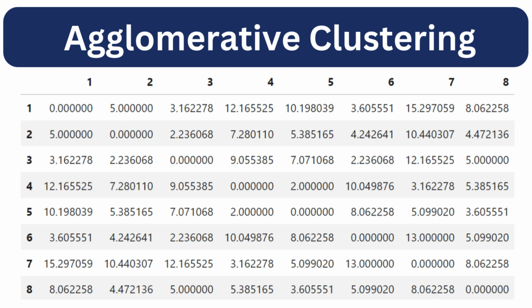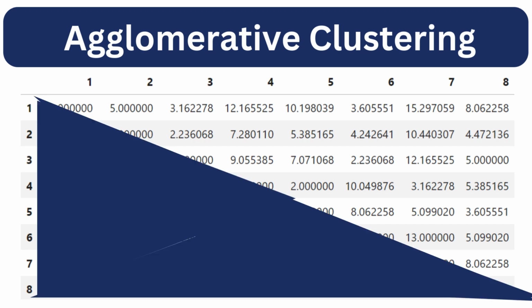Here you can see the matrix. It represents the distance between each data point. The distance of a point to itself is 0, so we can see that the diagonal is 0. And the values below the diagonal are the reflection of the values above the diagonal. For example, the distance between 2 and 3 is the same as the distance between 3 and 2. So actually we need to compute only these values, and we only care about these values.